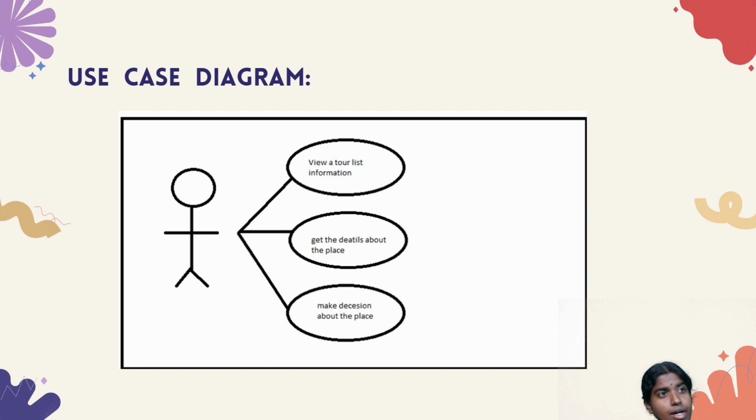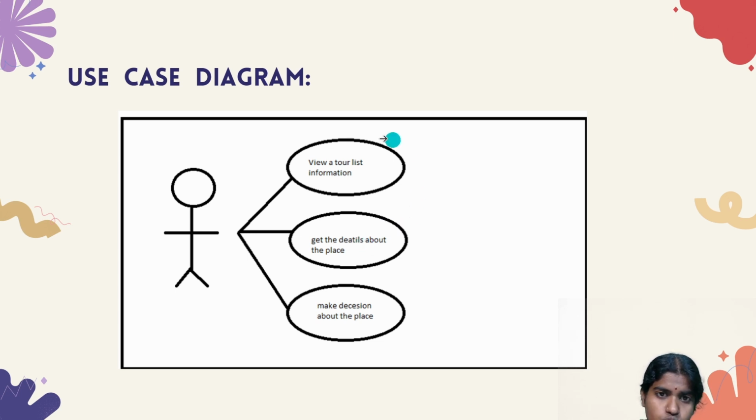So whenever I consider this use case diagram, for example, a user can view a tour list information and get the details about the place. Whenever I am going to visit any tourist website, first I should know what the list of places to visit is. Next I am going to get the details about the place, for example, where it is located, what the total cost is, and what the starting point and destination point are. So I am going to make some decision about the place here.